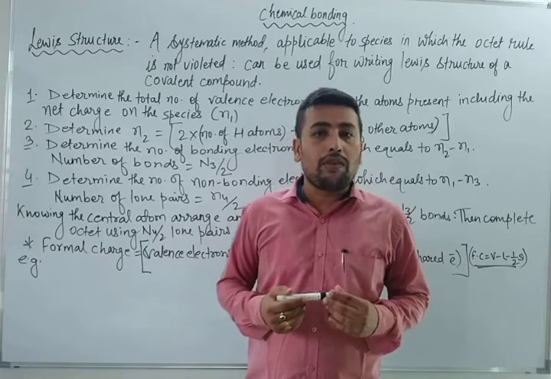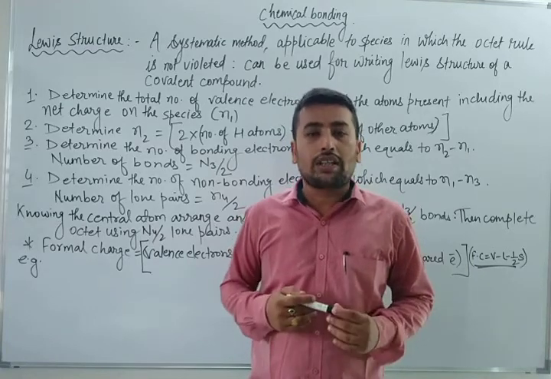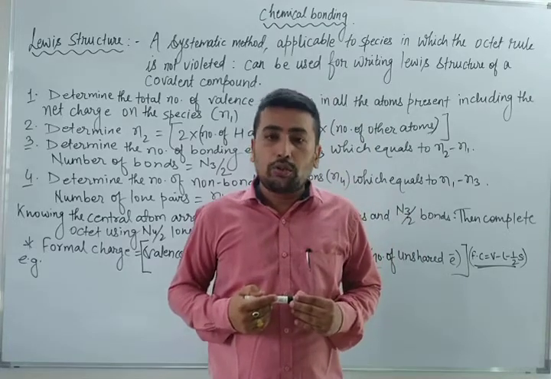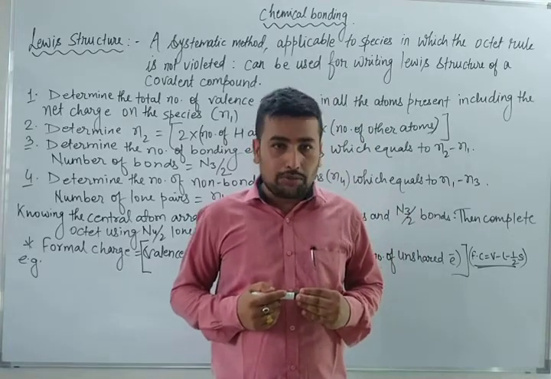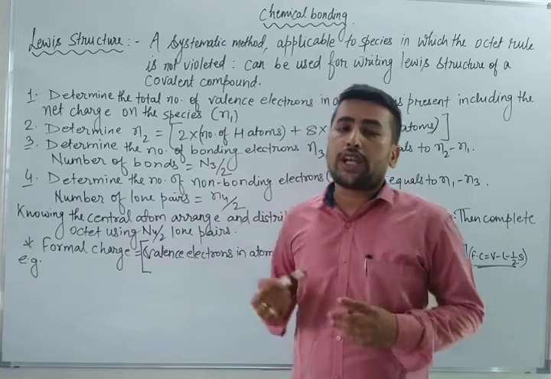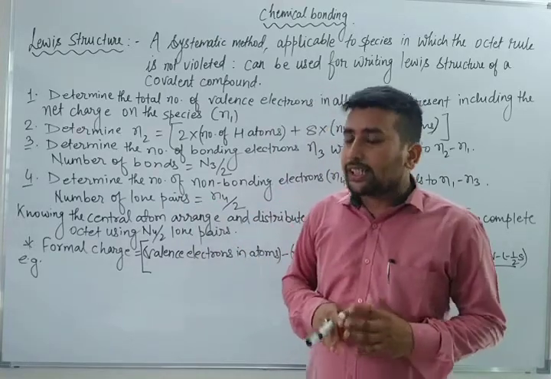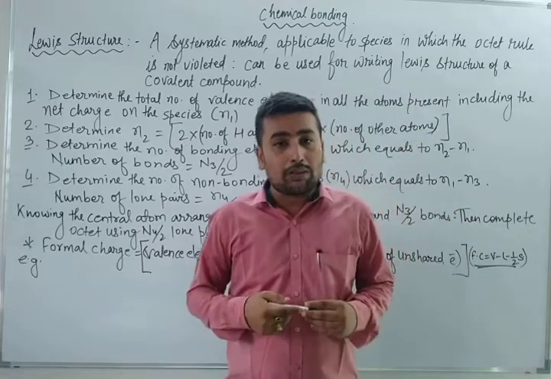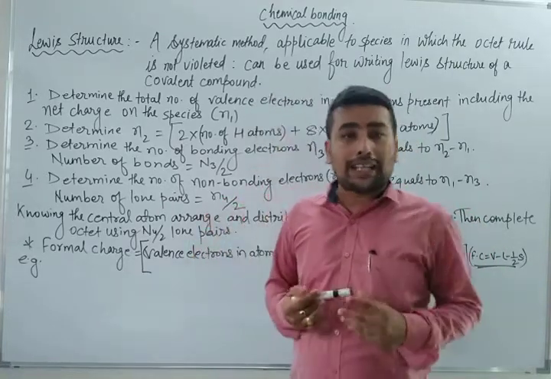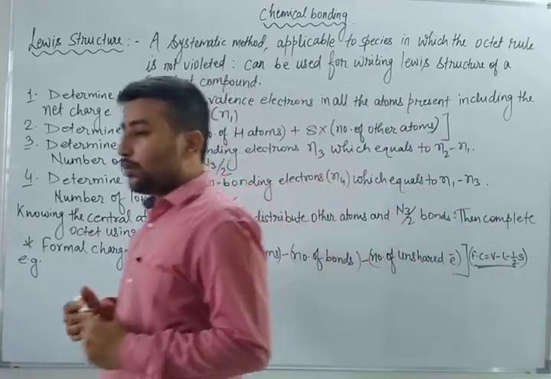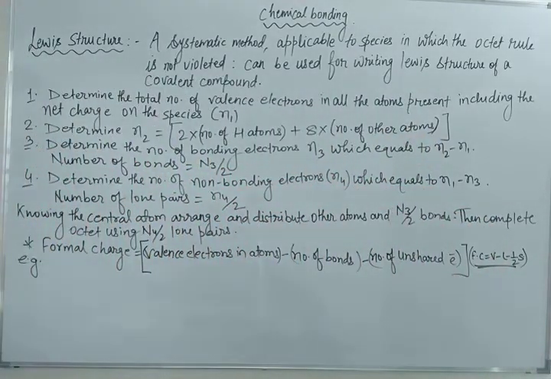What is the meaning of violating? It is not disturbing the octet rule. Each and every element has a tendency to gain an octet in its outermost shell. So especially if I talk about covalent compounds, they are not violating the octet rule. How will you calculate the number of bonds, and how will you calculate the formal charge? Here are the few points I have written. If you want to copy these points, you can copy them in your notebook.